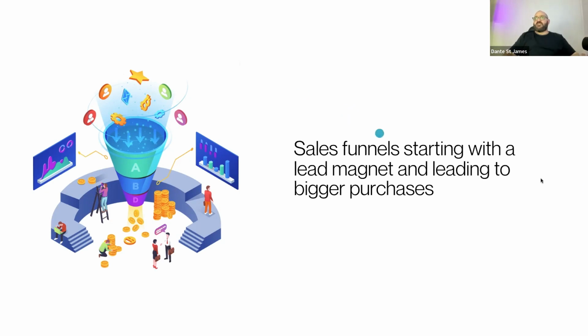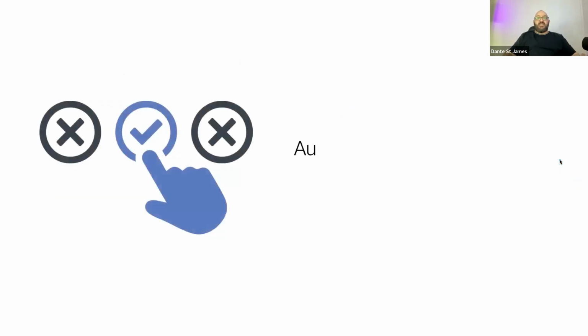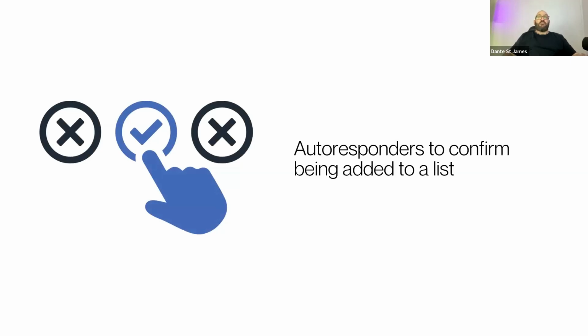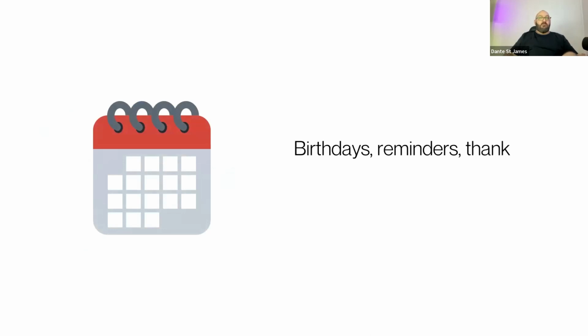Another way that's used for email automation is autoresponders to confirm that you've been added to a list, which is called a double opt-in. The double opt-in is basically a confirmation that you really want to join this list. Yes, okay, great. Well, we'll definitely send you the emails now because you've shown us that you really want to be on this list. Also, birthdays, reminders, thank yous, check-ins to see how you're going. All those things can be automated.